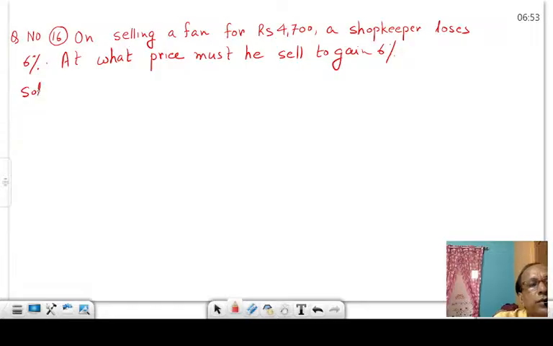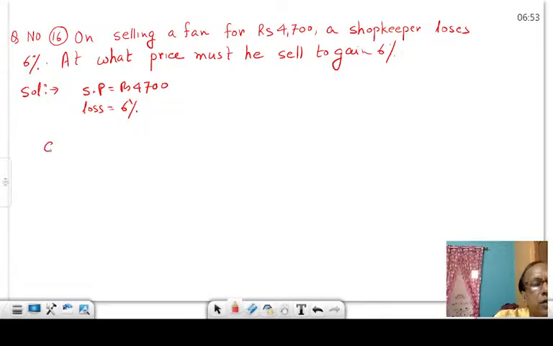How to solve this one? What is given? It is given that on selling a fan for rupees 4,700, a shopkeeper loses 6%, and at what price must he sell to gain 6%? Therefore, the selling price is equal to rupees 4,700, and loss is equal to 6%.